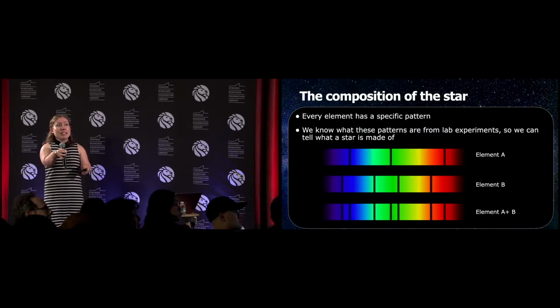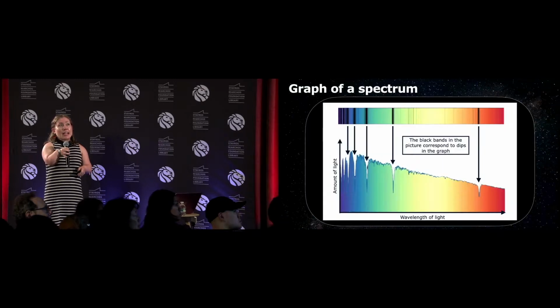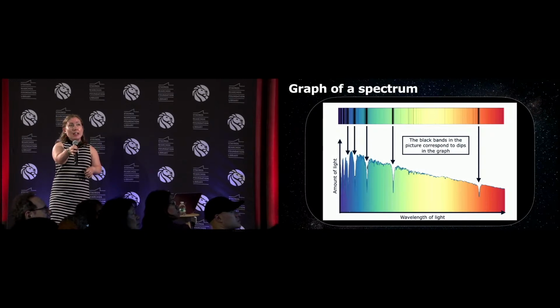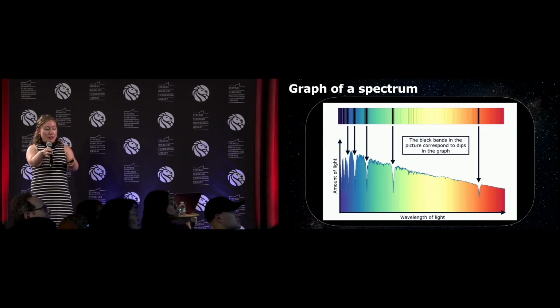And astronomers, we tend to not analyze these pictures of a spectrum. Instead, we convert the picture to a graph. So on the top, I'm showing a picture, and on the bottom, I'm showing a graph where we put the amount of light on the y-axis and the wavelength of light, so the kind of light, on the x-axis. And what you might notice is that the black band in the picture of a spectrum corresponds with a dip in the graph.